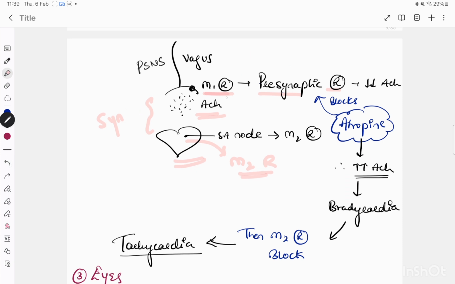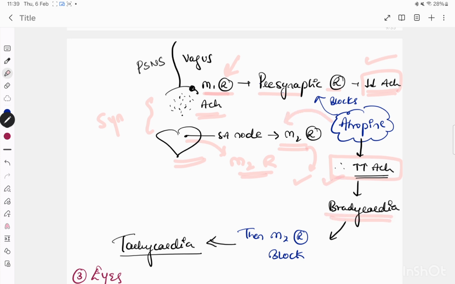First, the M1 receptor is there. The function of this M1 receptor is to decrease ACh, right? Next, we have the M2 receptor over here. The function of this one was to cause bradycardia, because it is Gi type. Atropine comes and blocks this M1 receptor, the presynaptic receptor. So the function is altered. Instead of decreasing acetylcholine, the acetylcholine is increased, because of which bradycardia takes place.